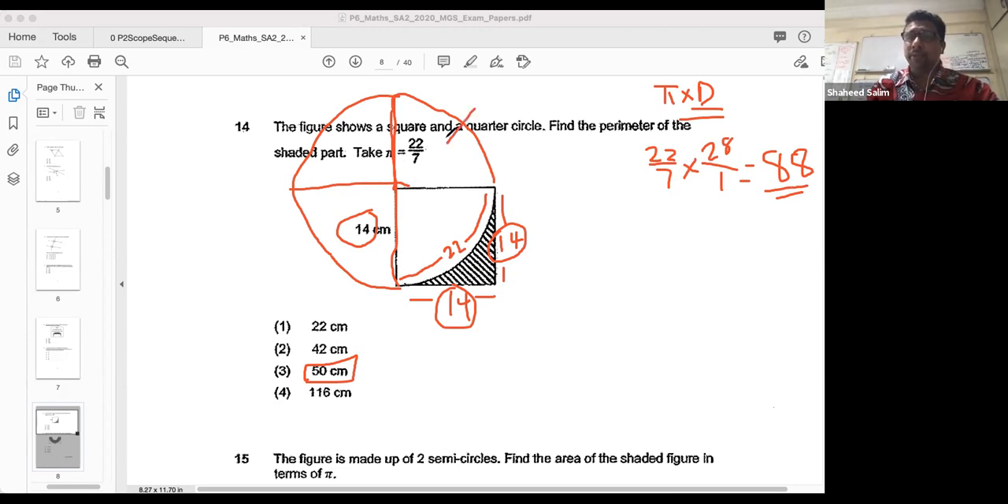But you do not want this part, you do not want this part, you only want this part. You only want 1/4, 1 out of 4. So you divide 88 by 4, you get 22. And then what do you do? 22 plus 14 plus 14 gets 50.